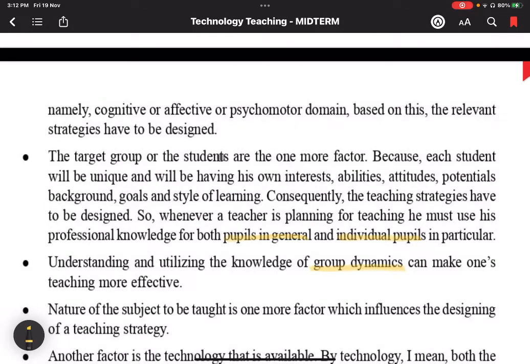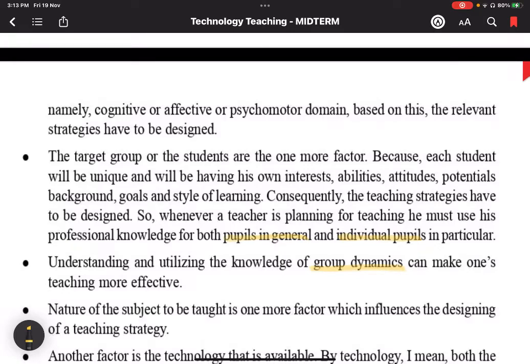Next factor is the target group or the students. So yung kanilang individual differences, no? Meron kasi kanya-kanyang interest yan, abilities, may kanya-kanyang attitudes, potentials, backgrounds, yan. Yung mga experience na nila at skills, no? At yung style of learning. Okay? So whenever a teacher is planning for teaching, he must use his professional knowledge for both pupils in general and individual pupils in particular. No, so the teacher should be able to reach his or her students as a whole, no, and also as an individual.